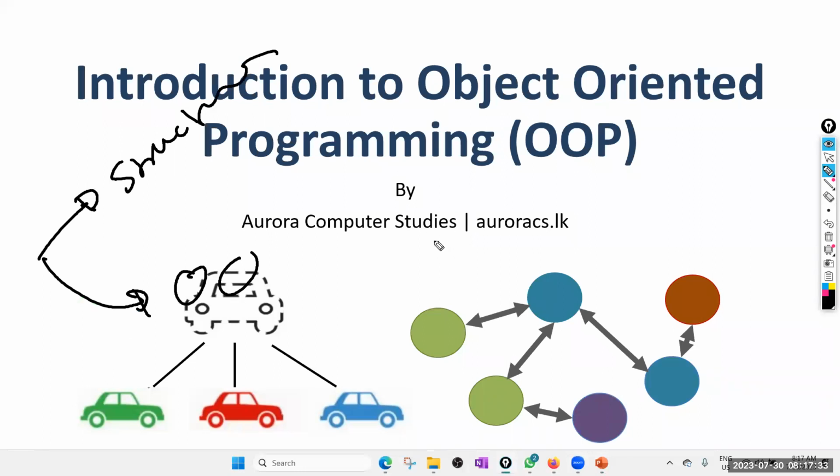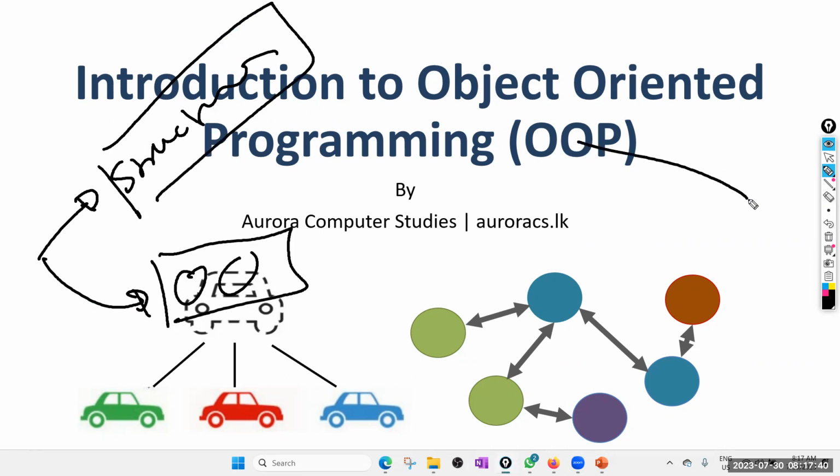So there is one classification: structured software development and object-oriented software development. There's another classification if you look at it from a completely different point of view. What is that classification? It's not about approaches, but basically the way we look at software development. That is non-AI software development and AI software development. That is again two different things.